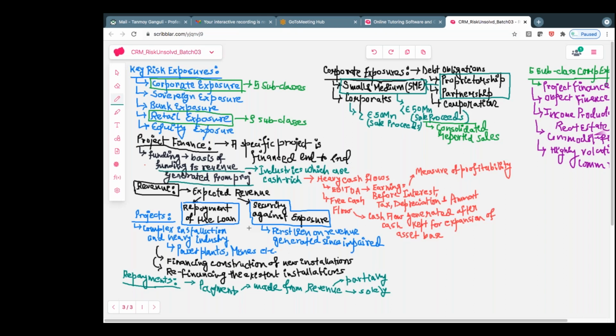Now, apart from this, there are other products like income generating real estate, HVCRE and commodity finance. So before we go into this, we look into commodity finance as well, and from there we look into income producing real estate and highly volatile commercial real estate. These are the next two things that we need to talk about.